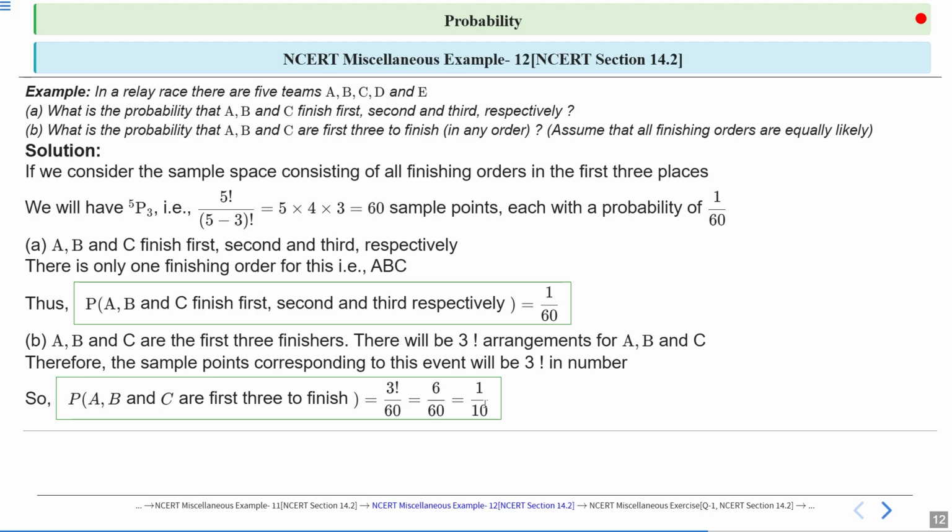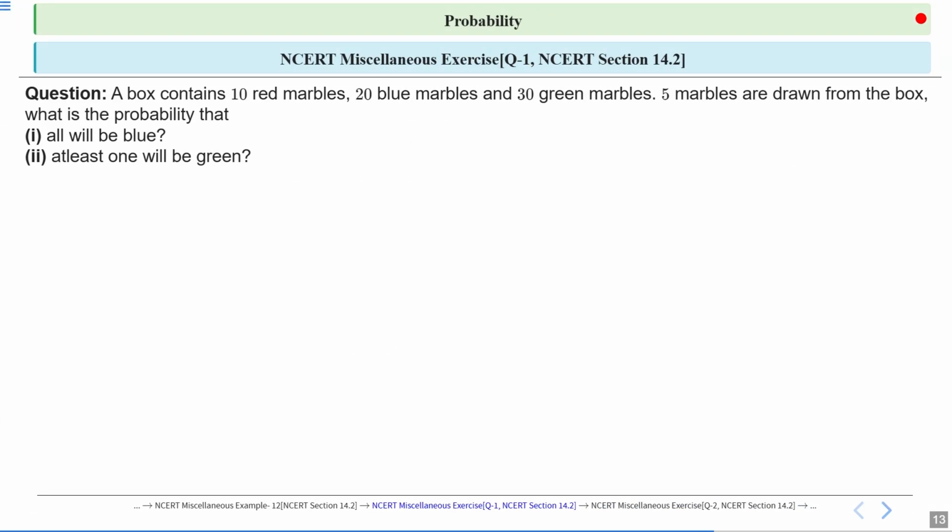So now let's move to the next one. Here we will discuss miscellaneous exercise question number 1. First read the question very carefully. In this question we have a box that contains 10 red marbles, 20 blue marbles, and 30 green marbles. 5 marbles are drawn from the box. What is the probability that all will be blue? And then what is the probability that at least one will be green? So how many marbles do you have? A box contains 10 red marbles, 20 blue marbles, and 30 green marbles. So in total you have 60 marbles, and out of 60 marbles you have to draw 5 marbles. In how many ways can 5 marbles be drawn from the box?